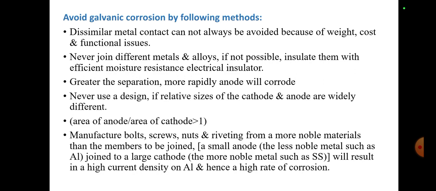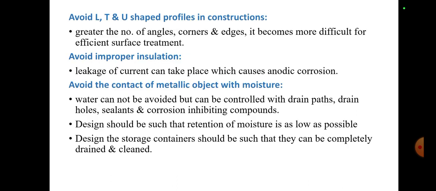Never use a design if relative sizes of the cathode and anode are widely different. Manufacture bolts, screws, nuts and rivets from more noble materials than the members to be joined. A small anode such as aluminum joined to a large cathode will result in a high current density on aluminum and hence a high rate of corrosion.